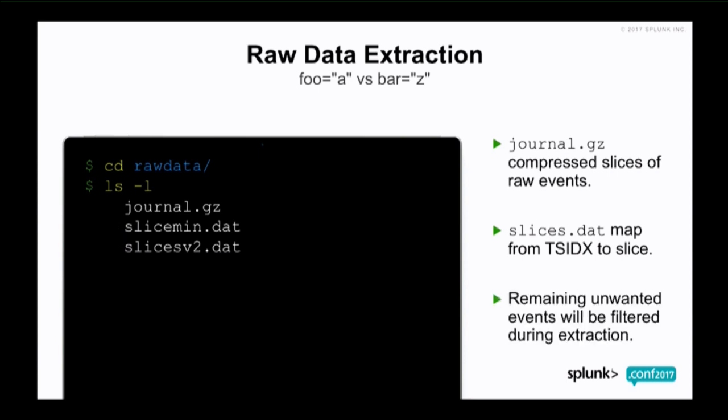And then lastly, the extra events that don't match our query, this is where they'll be extracted during the search process. So the same events will be sent back to the search head, but it's this step where they will be filtered out for additional parameters.